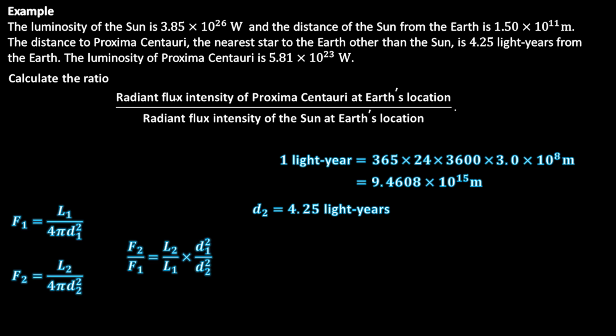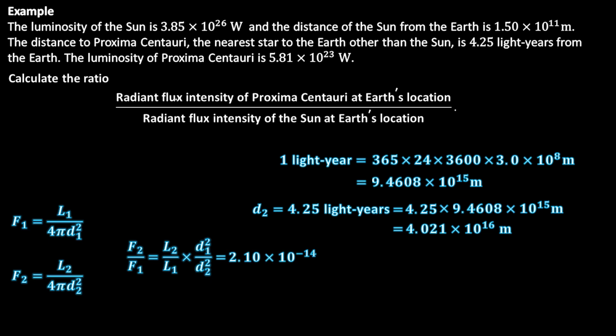And therefore, we have d2 = 4.25 light years, which is equal to 4.25 × 9.4608 × 10^15 meter, which gives us d2 = 4.021 × 10^16 meter. And finally, we substitute into the equation and we get F2 / F1 as 2.10 × 10^-14.